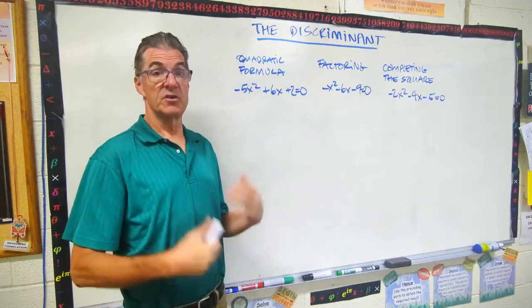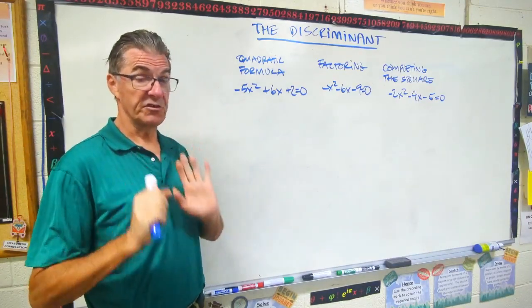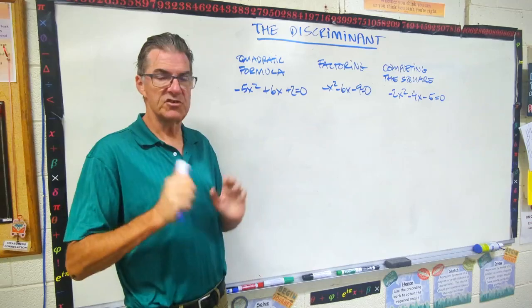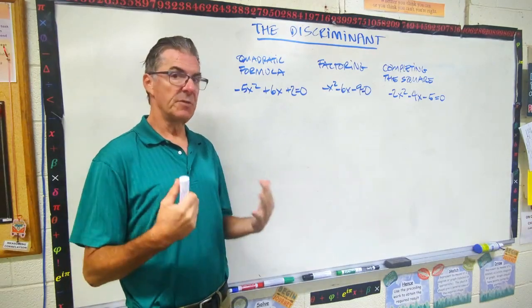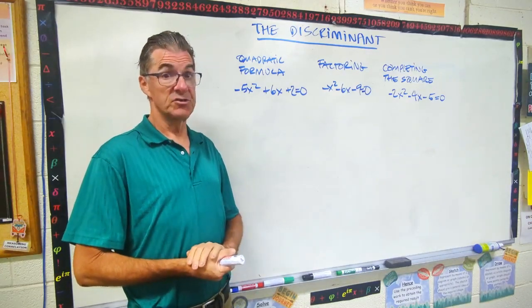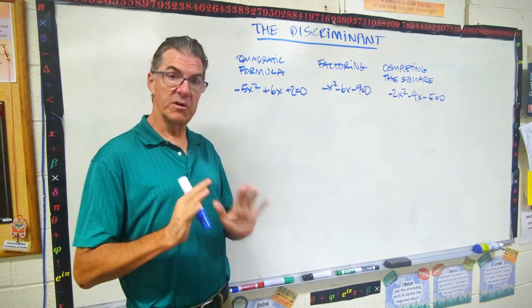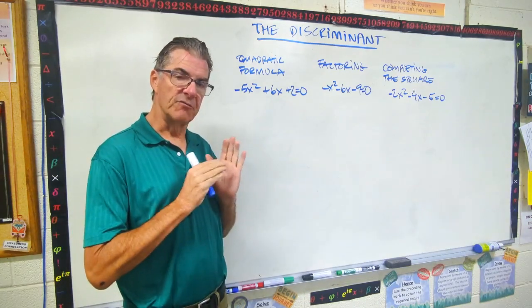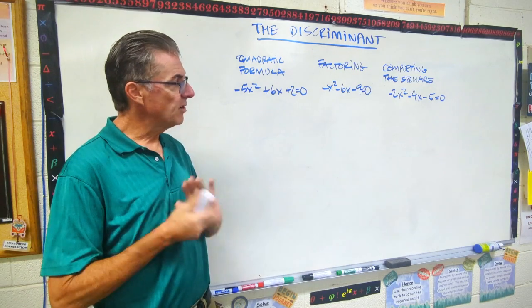Today's topic is about this thing called the discriminant, and it's a kind of quick little check tool that you can use to determine how many solutions your quadratic function has. But before we do that, I want to do a quick spot of review here. I've got 3 problems for you.